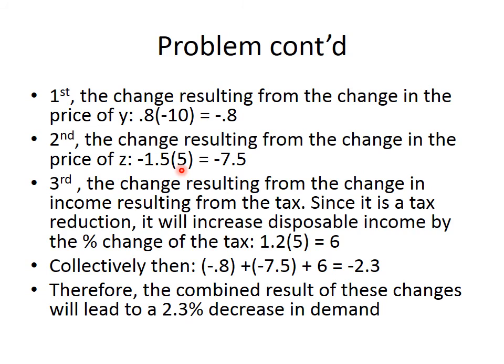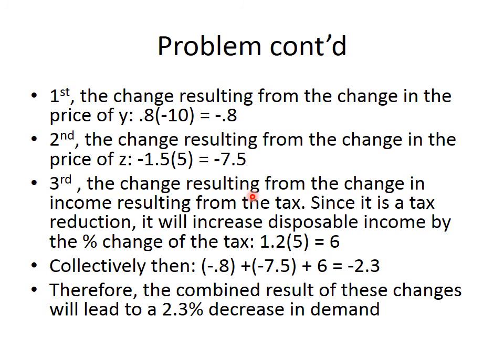Probably in this case, could be a number of things that are complementary products. 1.5 is relatively high. Maybe it's a component to our fish sandwich. Maybe the cost of bread went up, and so it's costing me more to make breadcrumbs. Maybe the price of codfish went up by 5%. Who knows? Okay. Third, the change resulting from the change in income resulting from the tax.